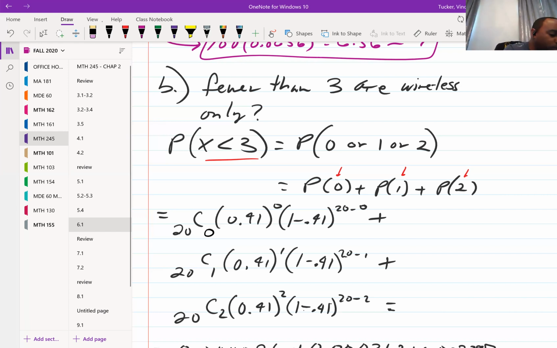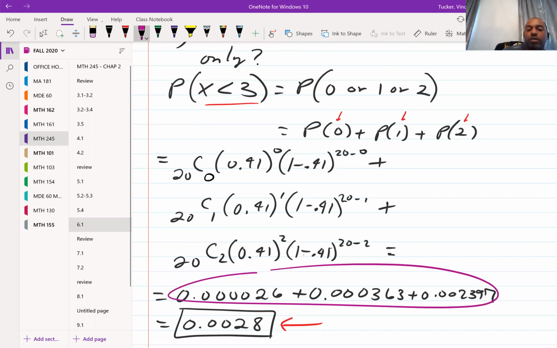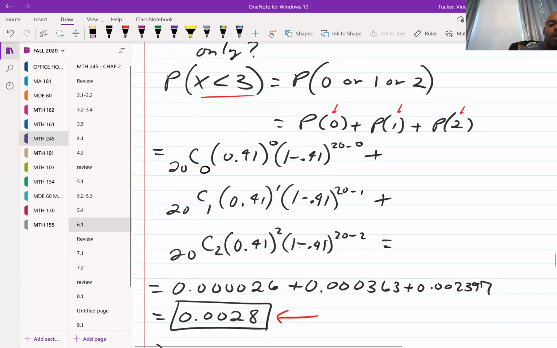Any questions? All right. So now putting those in the calculator, you get all three of these results, and then you go ahead and add them together, and you get 0.0028. All right. Any problems with that? Make sure we're okay with what we did.